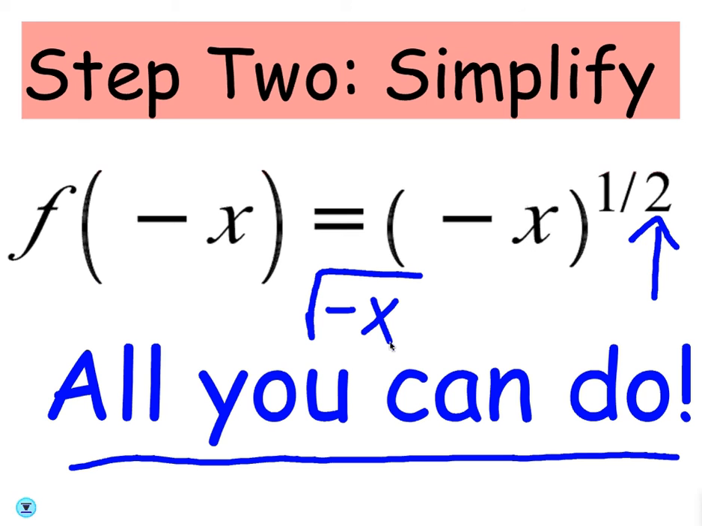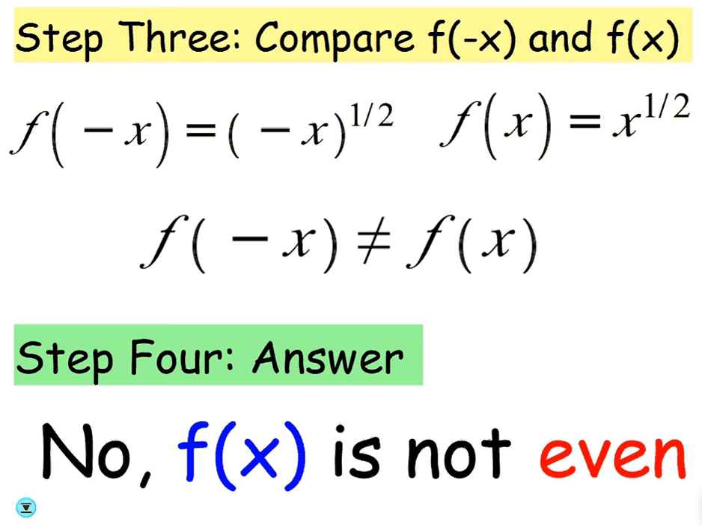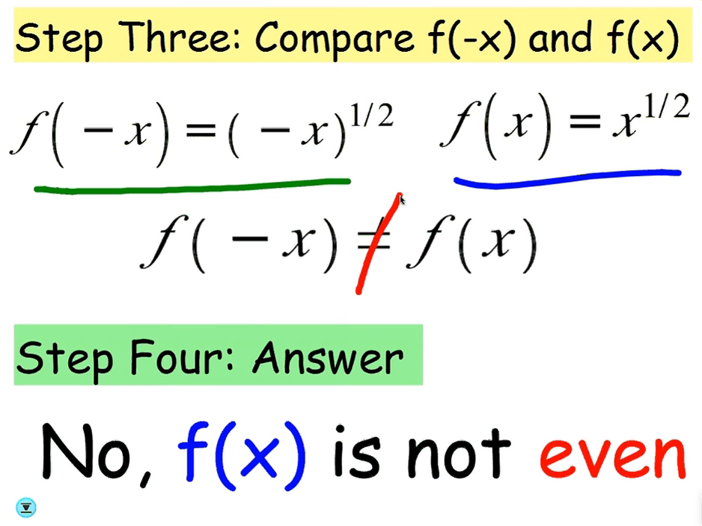So if you can't simplify it, that means that when you compare the two, here's f of negative x and here's f of x. They are not the same. So we're going to put a non-equal sign right there. So if they're not the same, then we say no, it's not even. Any questions on that? So literally you're just looking to see if they're the same. If they're not, then that's not even.